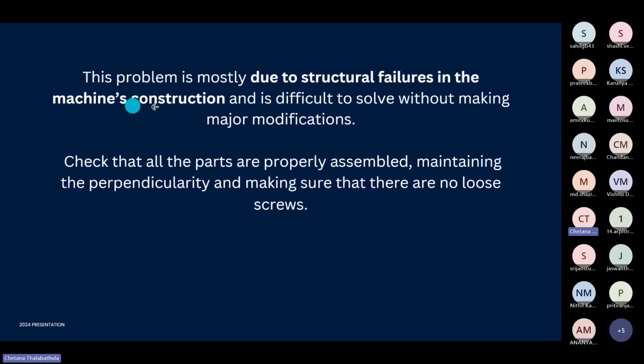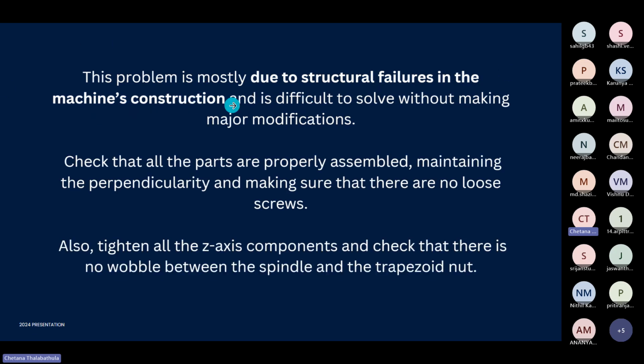This happens due to structural failures in the machine construction and due to the nozzle moving very fast, because it will not have time to catch up with the speed, and the layers are not cooled down by then. So all these are the reasons for X wobble and layer shifting happening.